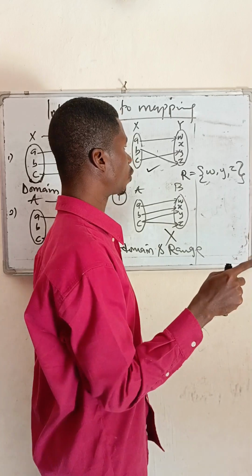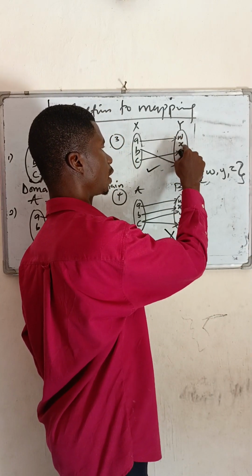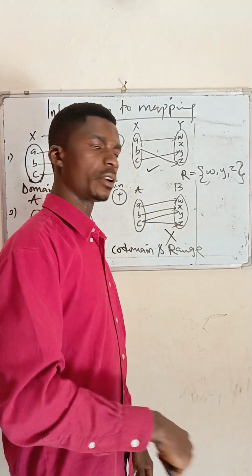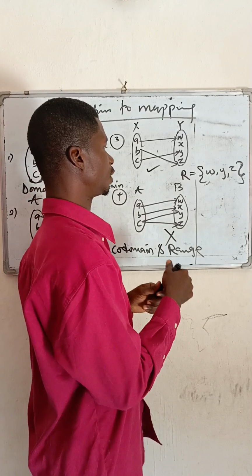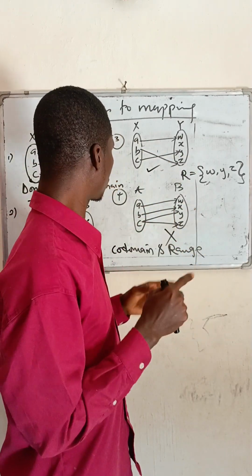But what about the codomain? What is the codomain? It is W, X, Y, Z. They are the codomain. So that is the difference between the range and the codomain. Another thing you have to know is that the range is a subset of the codomain. Please take note of that.